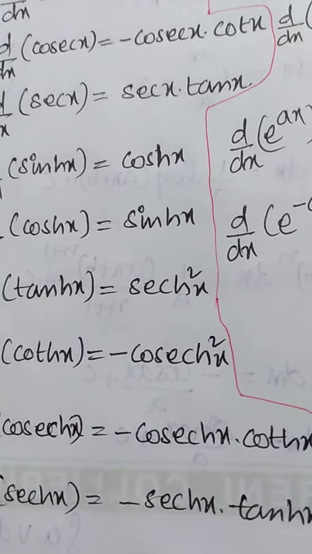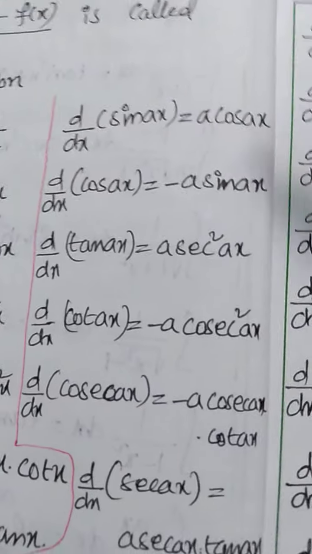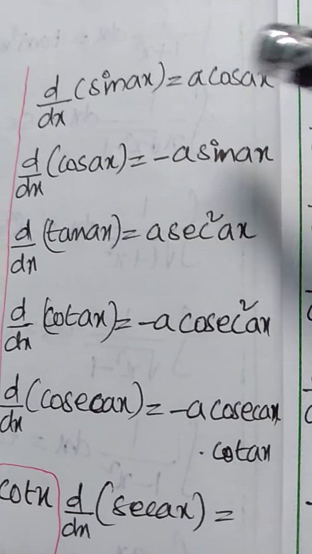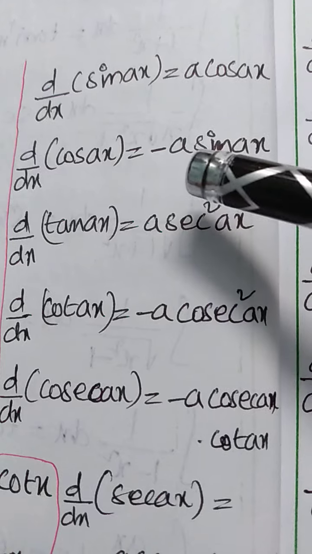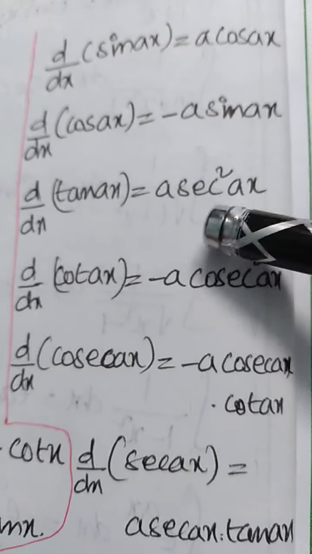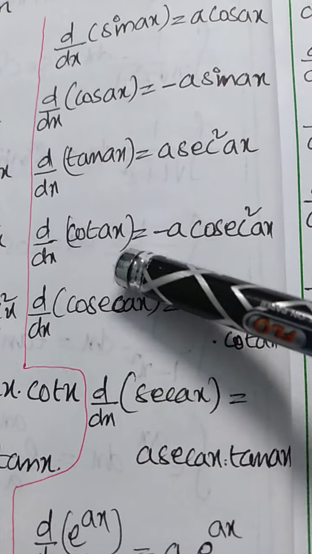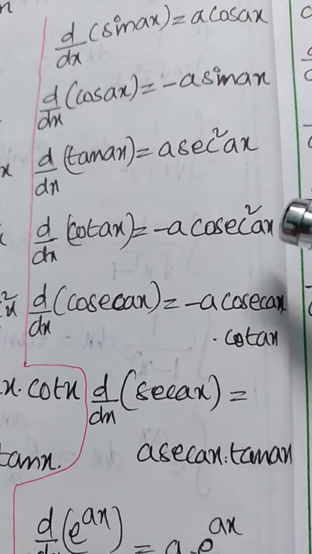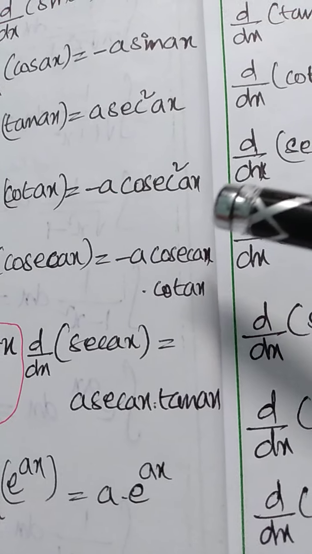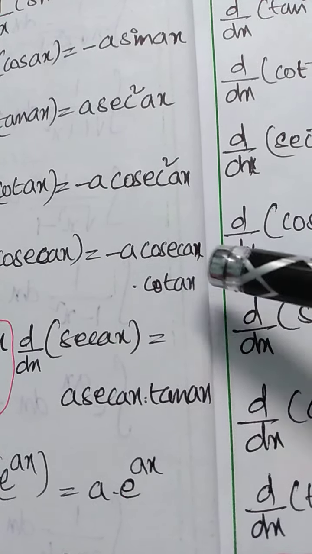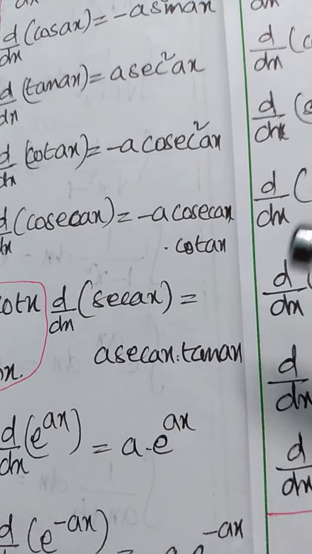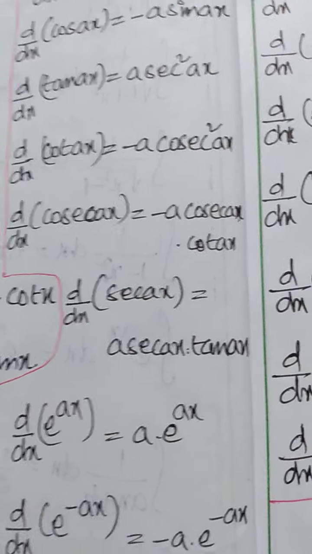Okay, now derivative of sin ax is equal to a into cos ax, derivative of cos ax is equal to minus a into sin ax, derivative of tan ax is equal to a into secant square ax, derivative of cot ax is equal to minus a into cosecant square ax, derivative of cosecant ax is equal to minus a into cosecant ax into cot ax, derivative of secant ax is equal to a into secant ax into tan ax.